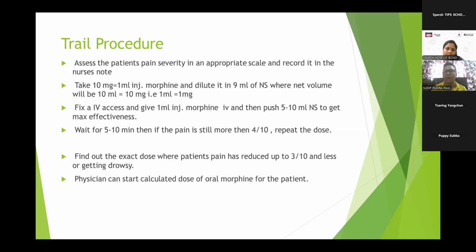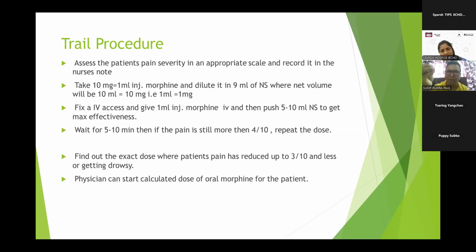Whenever you buy a new motorbike, it is written that the first servicing will be either at 500 kilometers or 1 month, whichever is earliest. So here also it's the same. Either the pain relief up to 3 by 10 on the numerical rating scale, or getting drowsy, whichever is earliest.